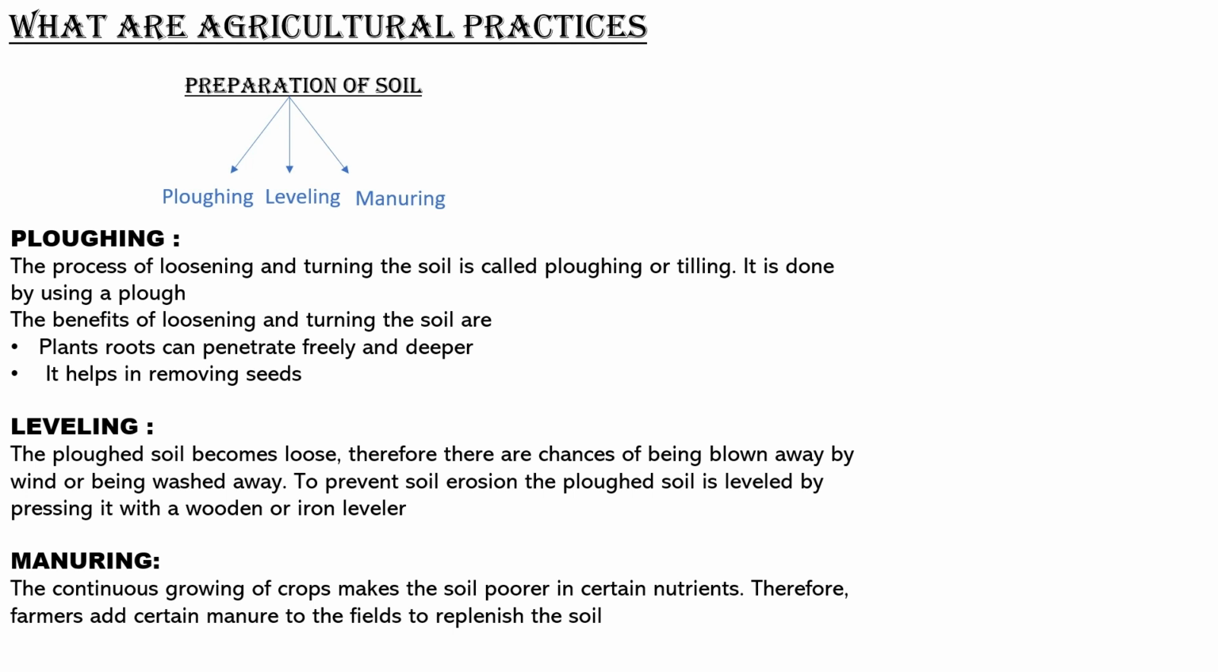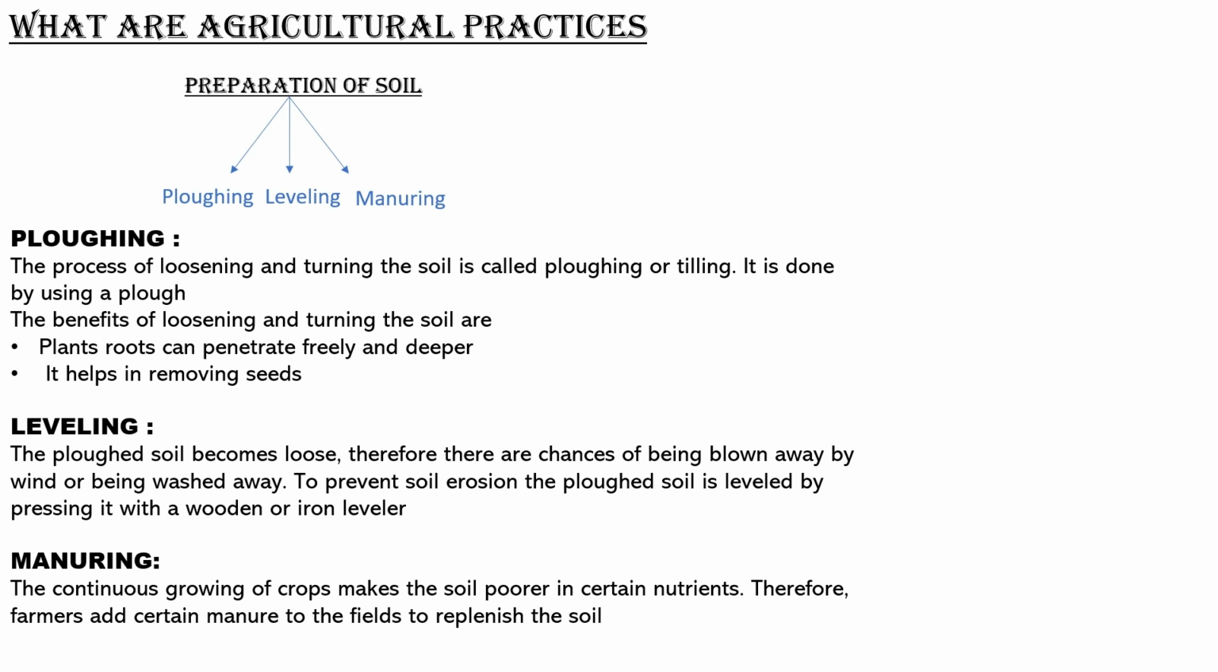So plowing: the process of loosening and turning the soil is called plowing or tilling. It is done by using a plow. The benefits of loosening and turning the soil are: plants' roots can penetrate freely and deeper. It helps in removing unwanted seeds and weeds. Of course, there will be some unwanted seeds that birds will carry and drop in the field and go. Those unwanted seeds will be poisonous for both plants and us also.